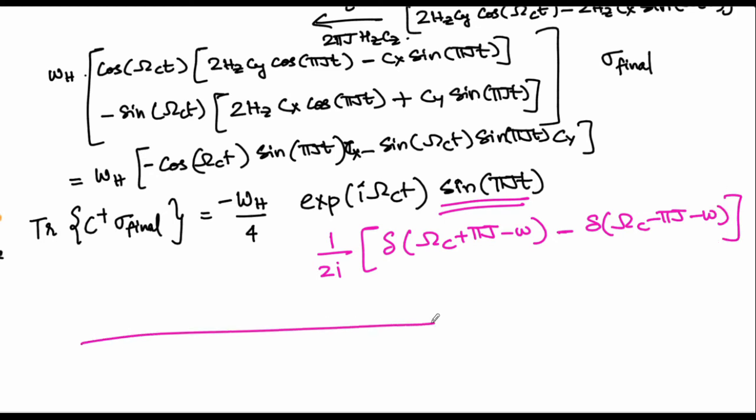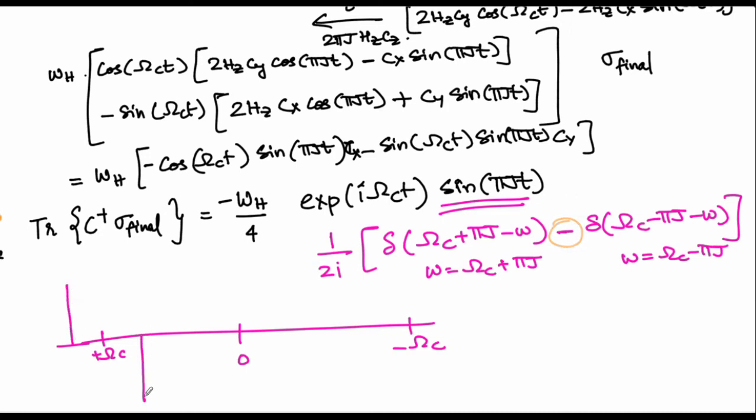So how will the spectrum look in this case? 0, minus omega c, plus omega c. You will have a resonance when omega is capital omega c plus pi j and omega equal to omega c minus pi j. But recollect that there is a negative sign here, so your spectrum is going to look something of this sort. But you have omega h over 4. Of course, there's a minus sign. You can multiply the entire thing by a minus 1. That doesn't make any difference. So you're going to get omega h by 8, omega h by 8 separated by 2 pi.